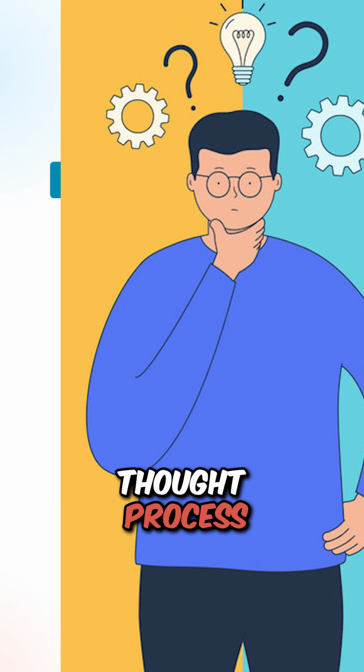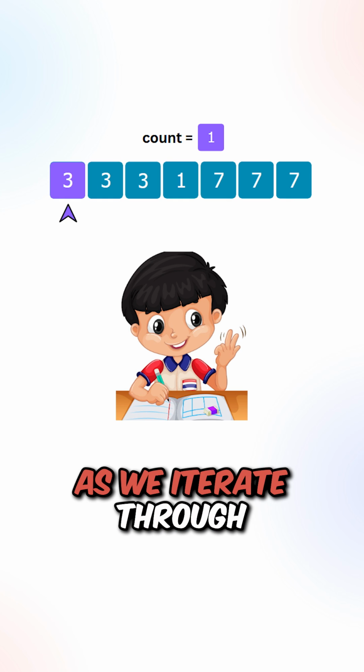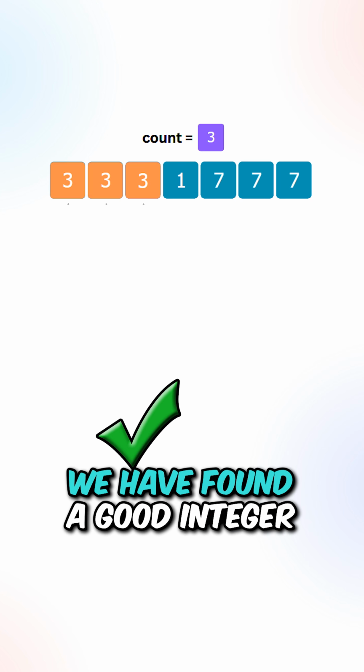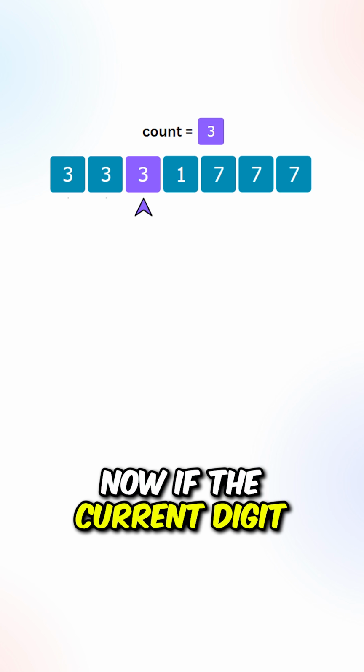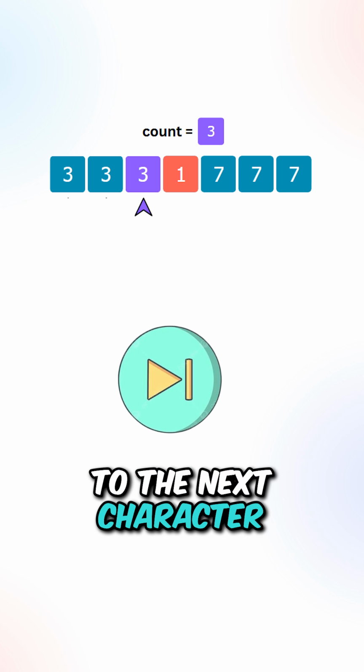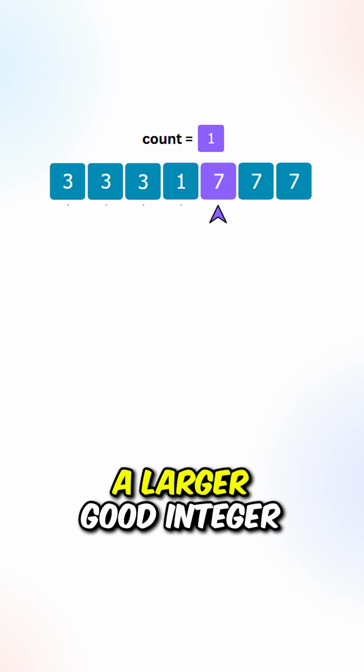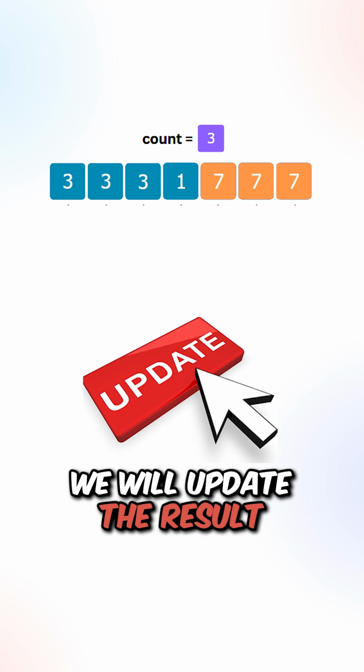Let's go over the dry process. We will keep track of the counts. As we iterate through, we will increment the counts. When the count is equal to 3, we have found a good integer. Now, if the current digit is not equal to the next character, we will reset the count. We can now repeat the process. If we find a larger good integer, we will update the results.